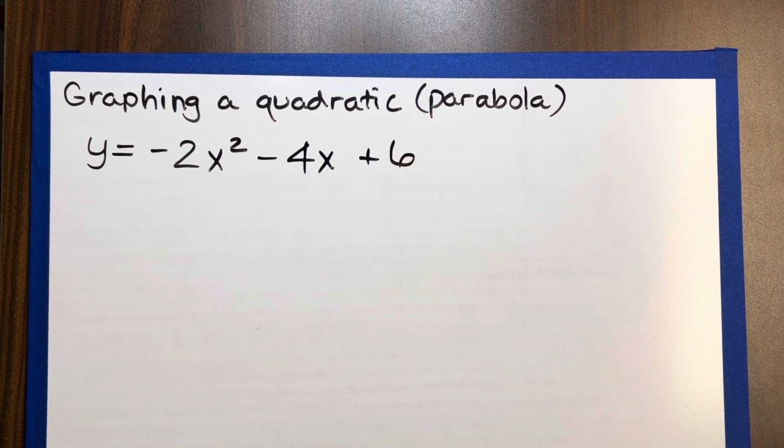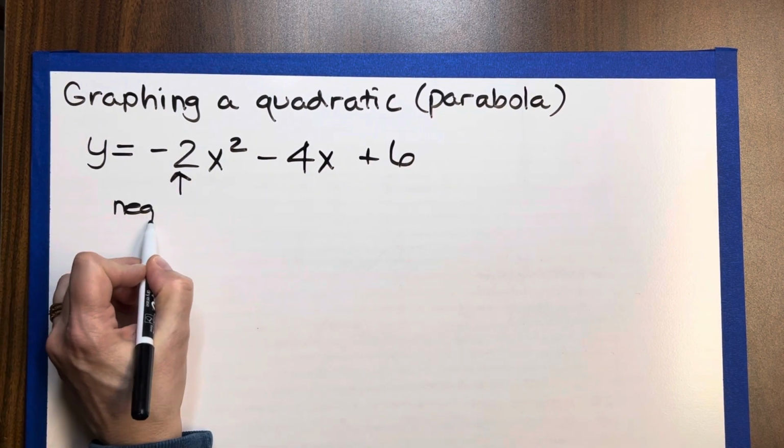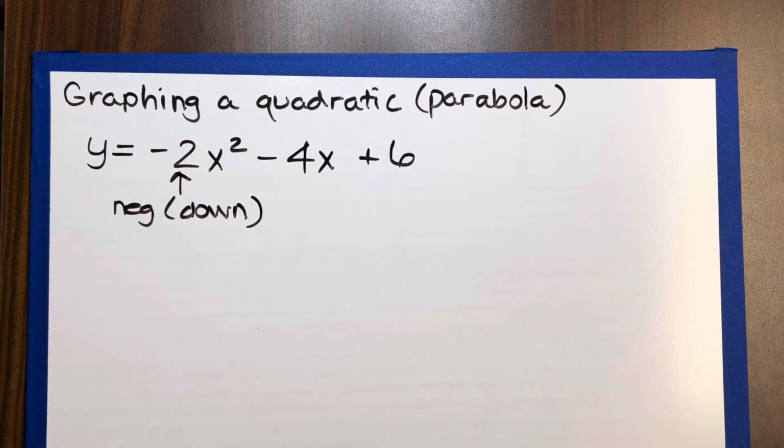So one of the things that you can quickly identify with a parabola is if it's going to open up or down, and that's with the a value. When the a value is negative, that tells you that your parabola is going to go downward, so it'll have a maximum point at the vertex. That's the first thing we want to find. What are the coordinates of the vertex?